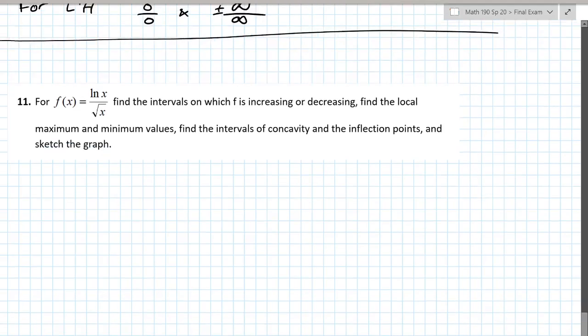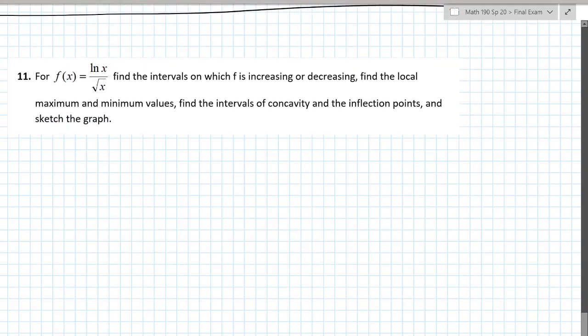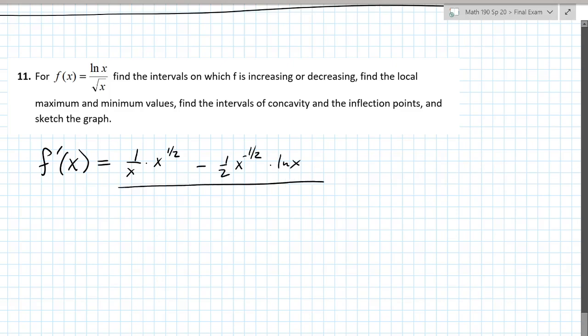So just quick note, the domain is x has to be positive in this problem. So let's take a look at f prime of x. F prime of x using quotient rule is 1 over x times x to the 1/2 minus 1/2 x to the negative 1/2 times the ln of x all over x to the 1/2 squared, which is x to the first power. So we want to factor out anything we can from the numerator in order to get our critical values by setting the numerator to 0 and the denominator to 0.